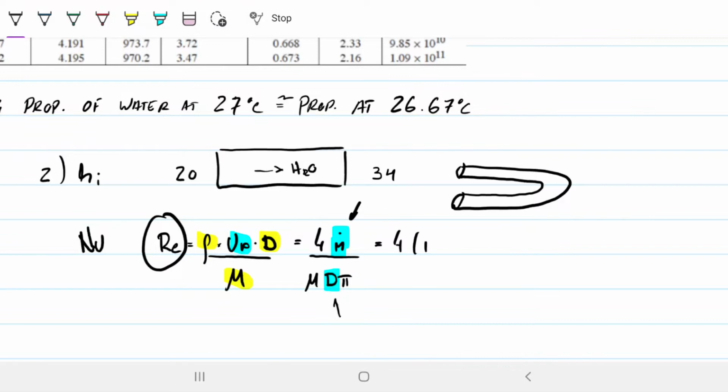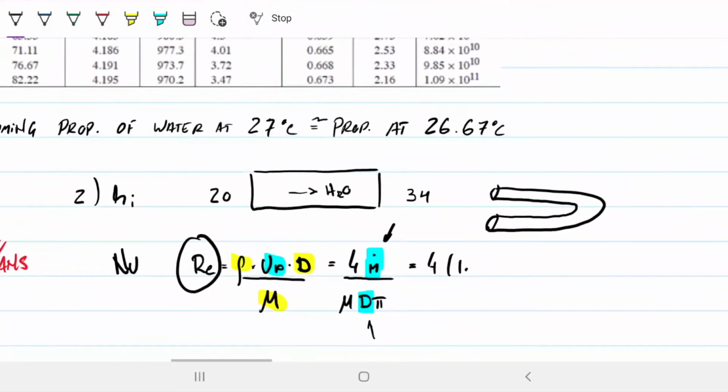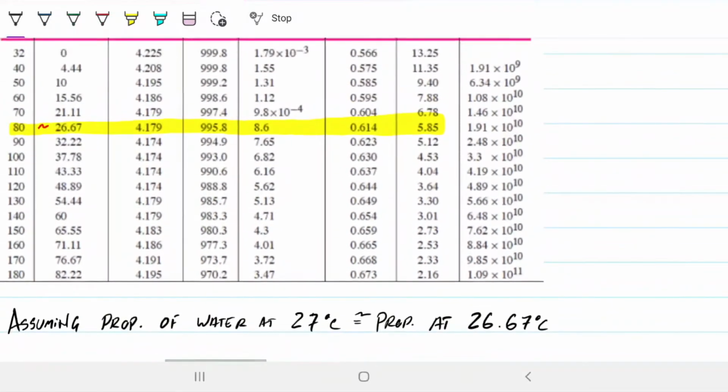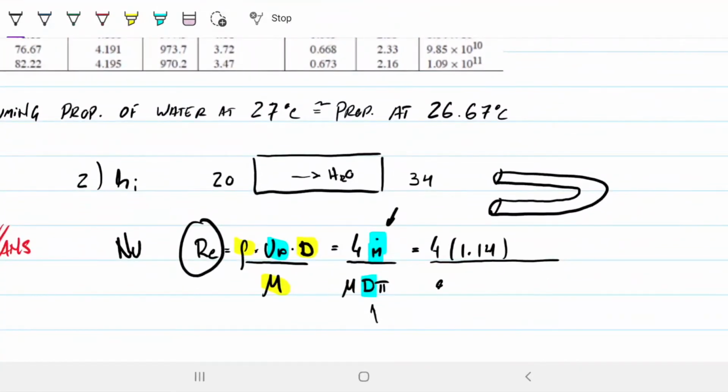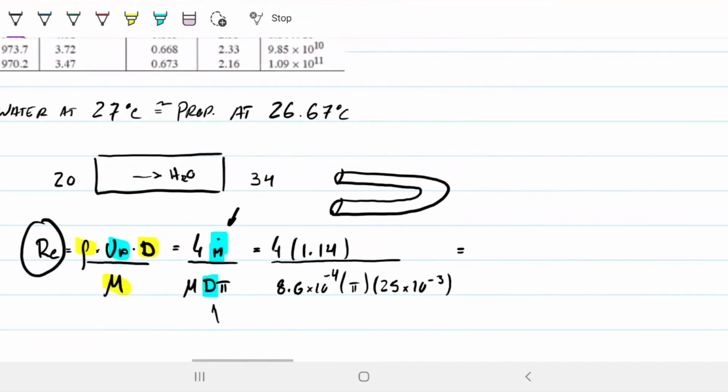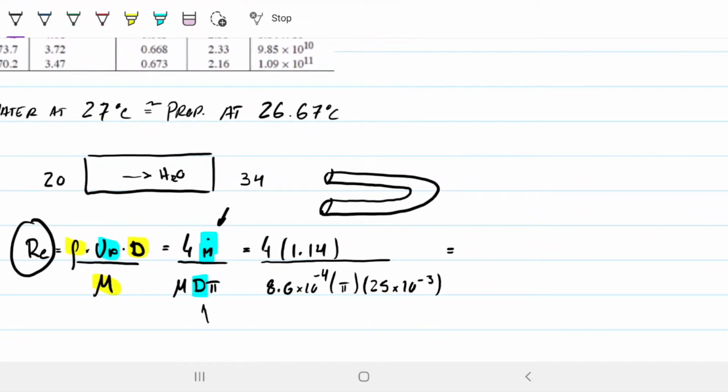So that's 4 times 1.14, divided by the dynamic viscosity, which is 8.7 times 10 to the minus 4, or 8.6, 8.6 times 10 to the minus 4, times pi, and the diameter is 25 millimeters, so 25 times 10 to the minus 3, which gives me a Reynolds number of 67,511.